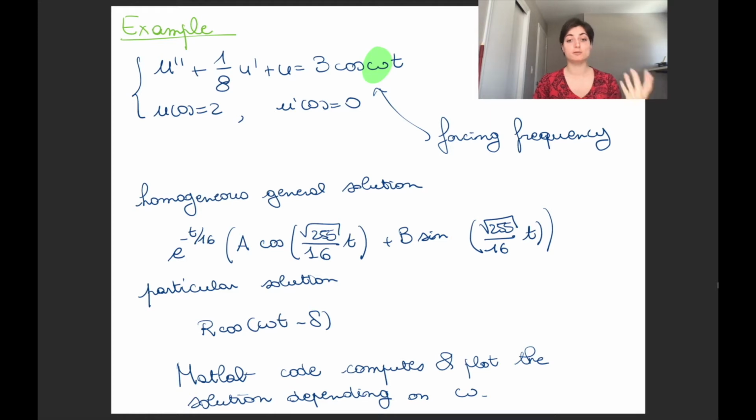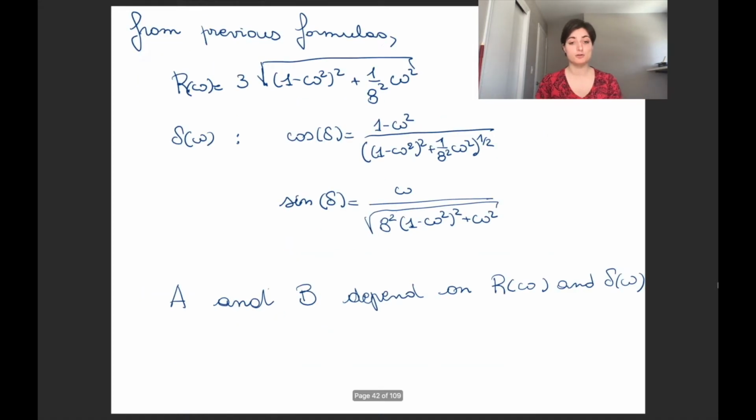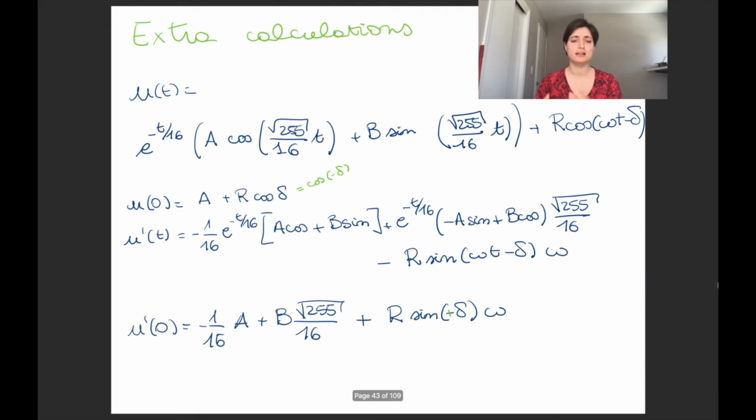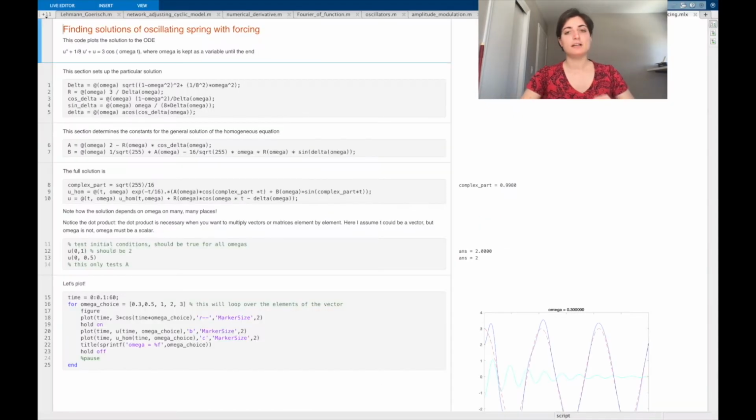I have a MATLAB code that computes and plots the solution depending on omega. From the previous formulas, we can compute r as a function of omega and delta, small delta, as a function of omega. I just dropped the formulas here, you can check them out. We can also compute capital A and capital B as dependent on r and delta. If you want to write them explicitly as functions of omega, that's going to be quite messy. So let's look at this live script in MATLAB.